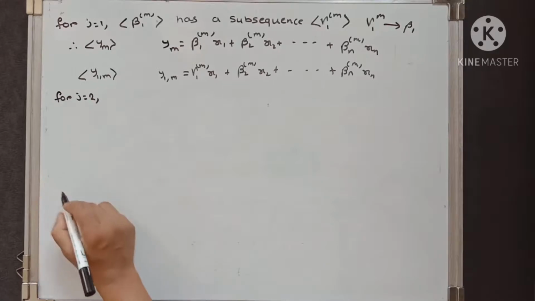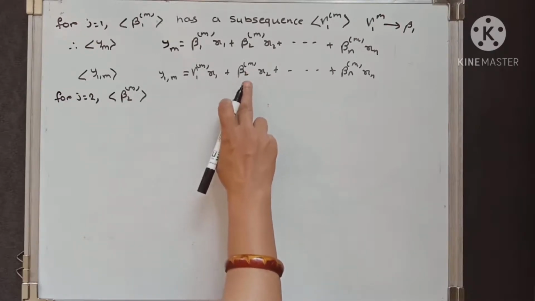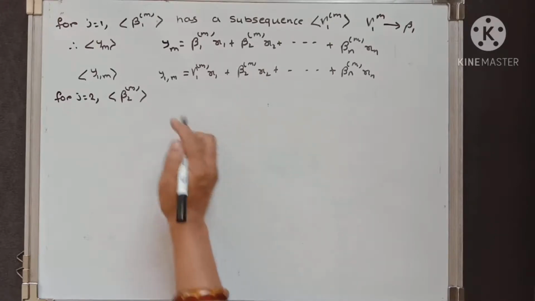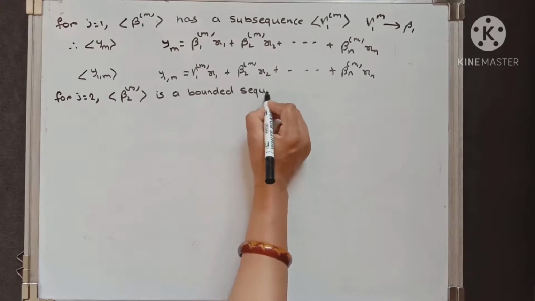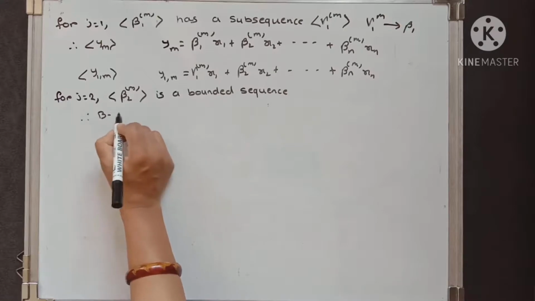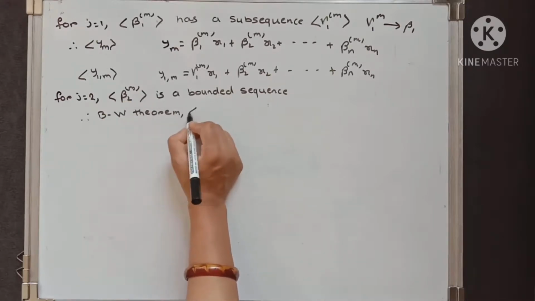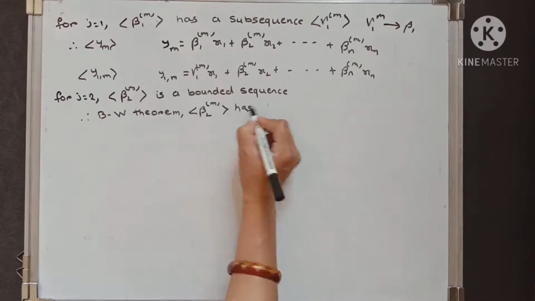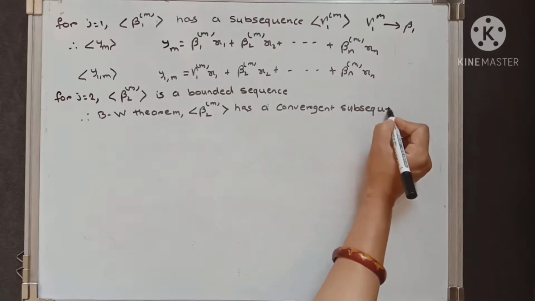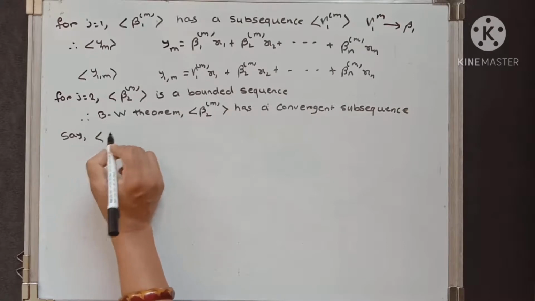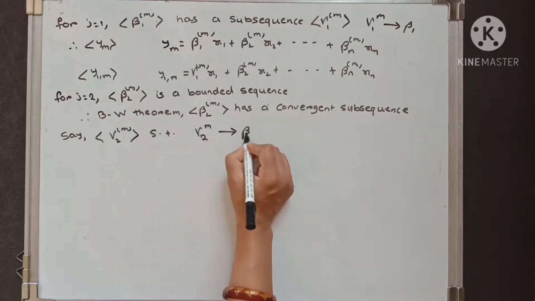For j equals 2, again the sequence beta 2m is a bounded sequence, therefore by the Bolzano-Weierstrass theorem this sequence beta 2m has a convergent subsequence, say we give it the name gamma 2m, such that gamma 2m converges to beta 2.